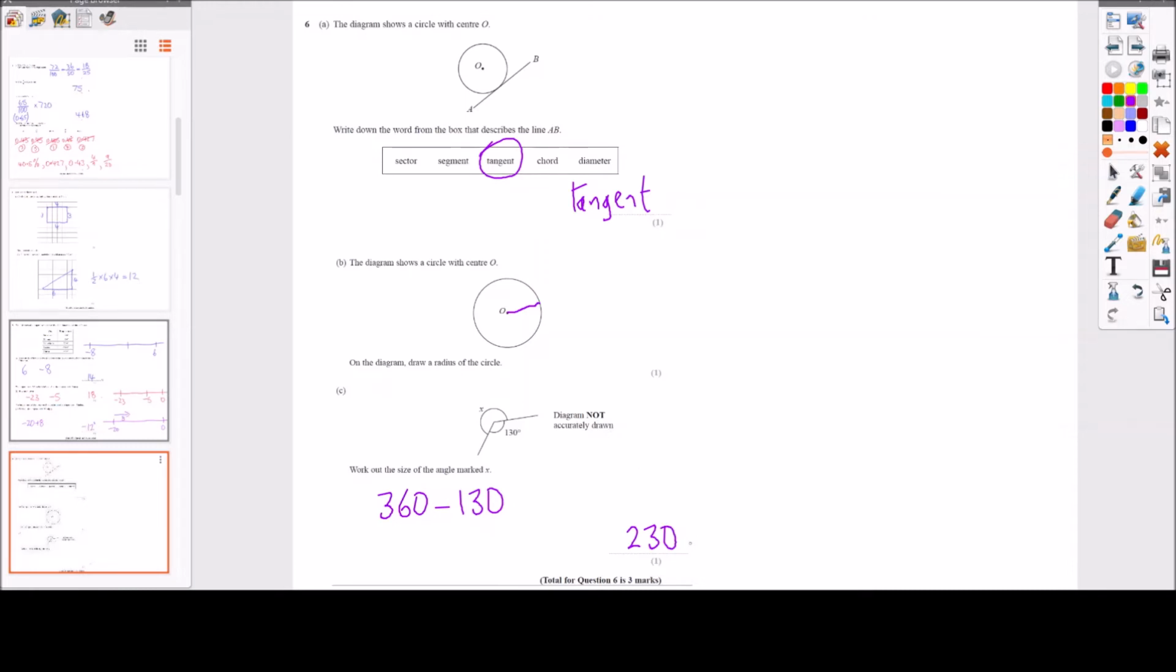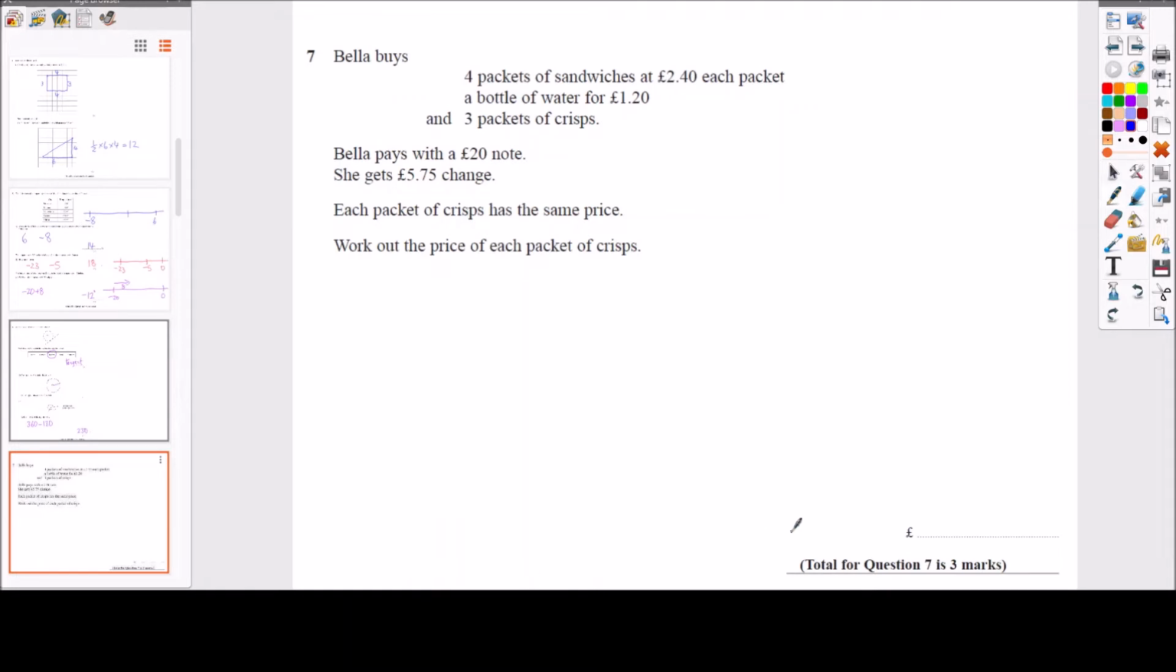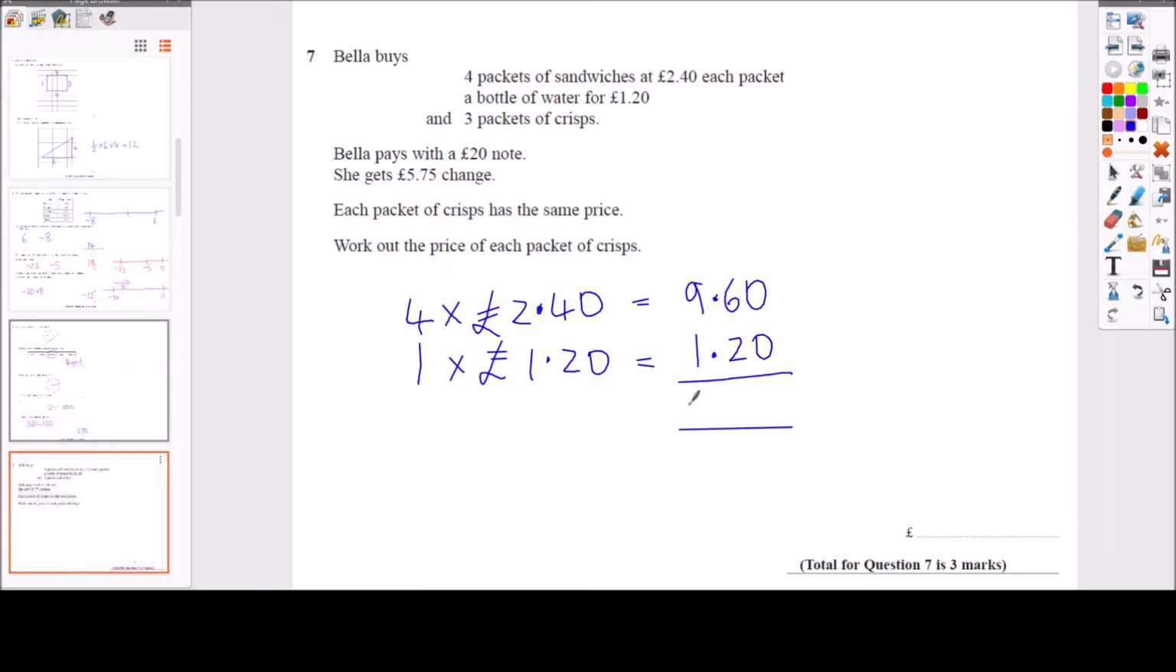Question 7. So Bella buys 4 packets of sandwiches at £2.40 each. So that's 4 lots of £2.40. And 1 bottle of water at £1.20. So let's see how much that adds up to. So 4 lots of £2.40. £2.40 times 4 is £9.60. 1 lot of £1.20 is £1.20. So that's £10.80.